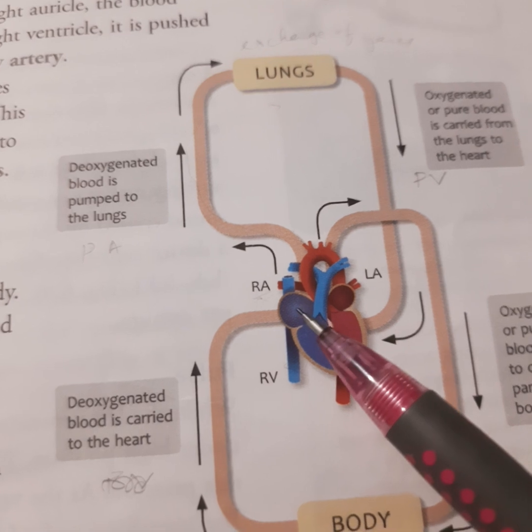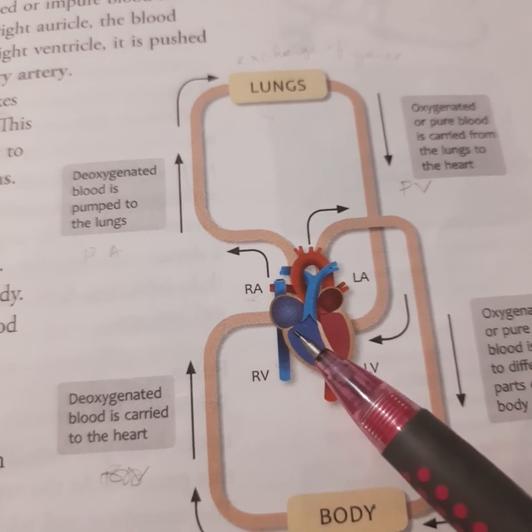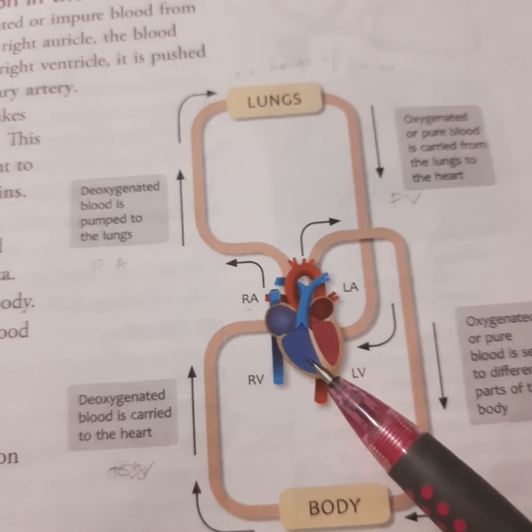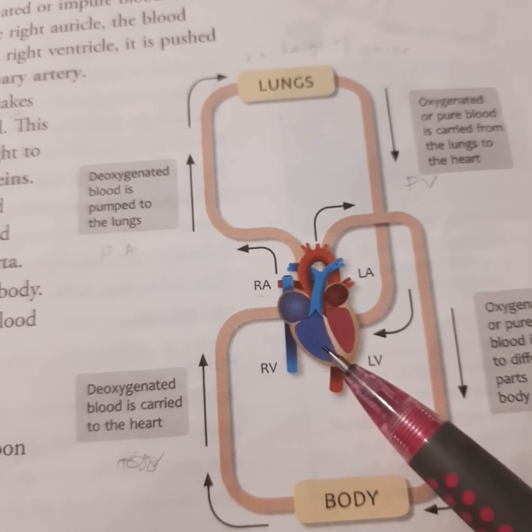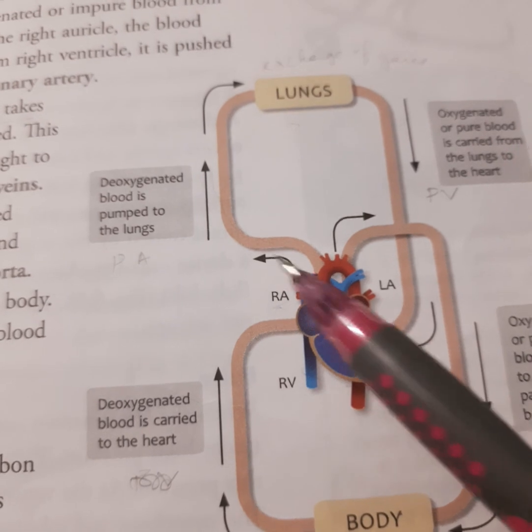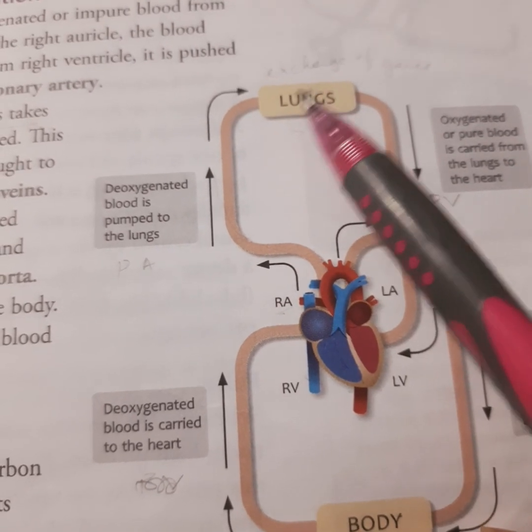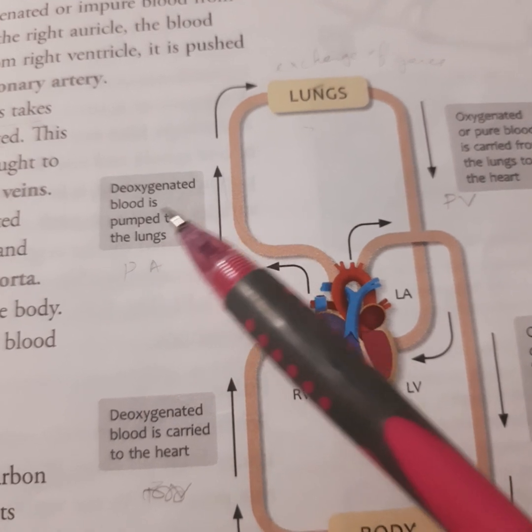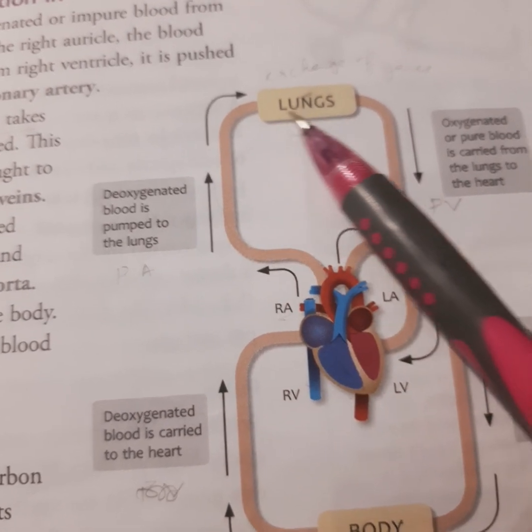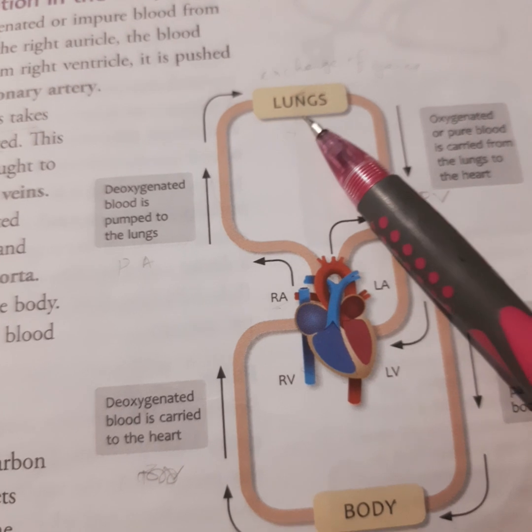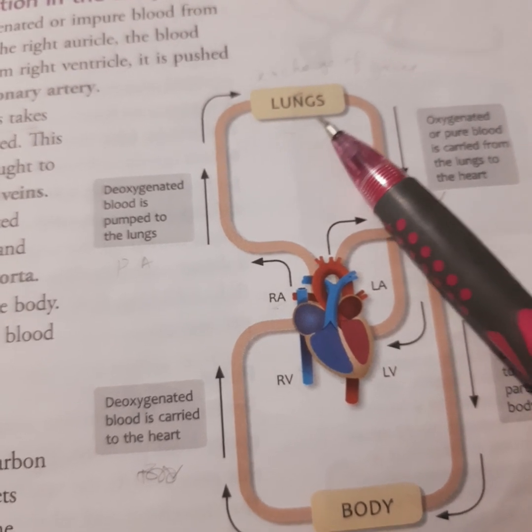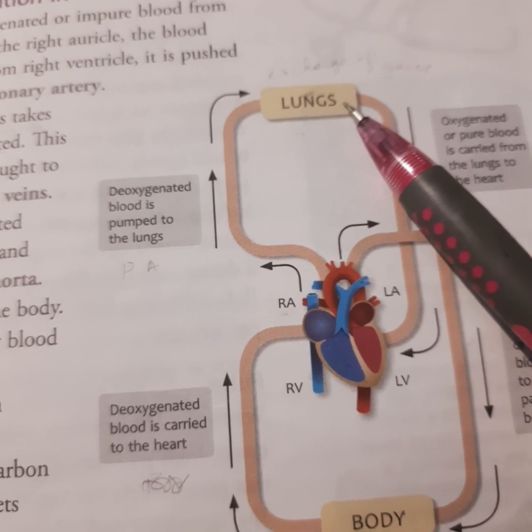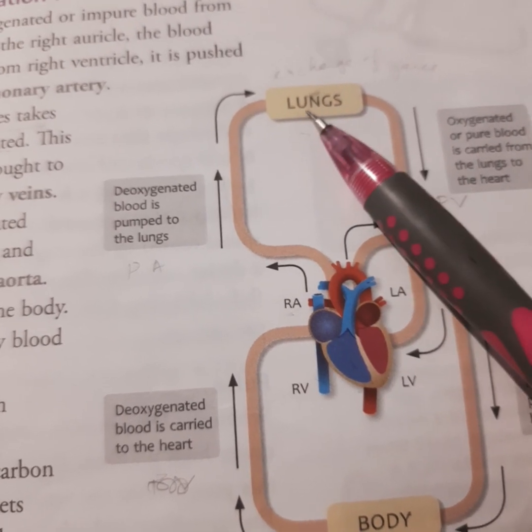Then from the right auricle, the blood moves into the right ventricle. From the right ventricle, it is pushed into the lungs through the pulmonary artery. How? Through the pulmonary artery, which contains deoxygenated blood. So it goes to the lungs. Then what happens in the lungs? Exchange of gases takes place and the blood gets oxygenated.